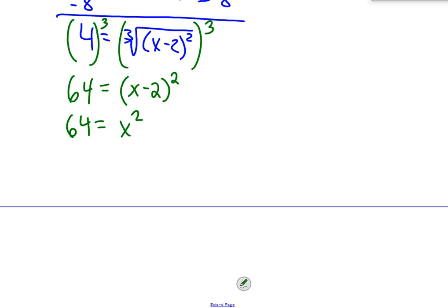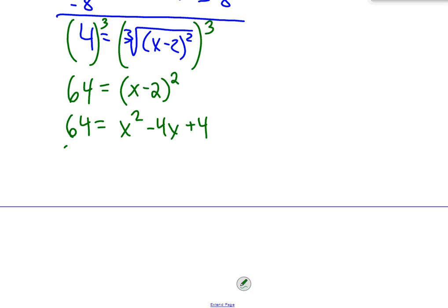Please remember, I think it was the last quiz in here, that some people were squaring something like that and getting x squared minus or plus 4. And don't forget that middle term. The middle term is negative 2 times x, which is negative 2x, double that, so minus 4x. The last term is plus 4.